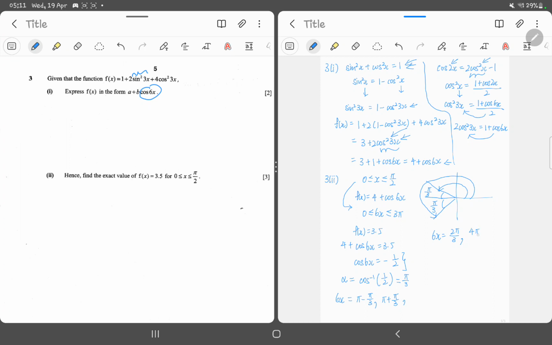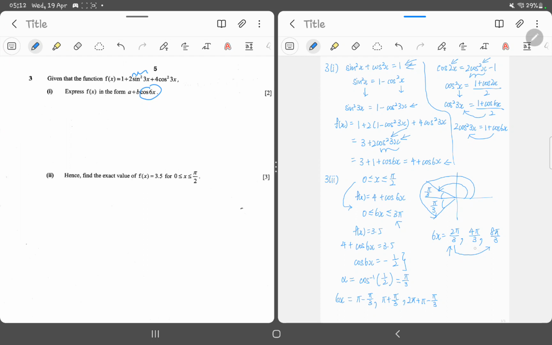4 pi over 3. But we can take one more angle because 6x is between 0 and 3 pi radians inclusive. So here, I will add one more period. I will add 2 pi to 2 pi over 3. In this case, 2 pi is actually 6 pi over 3, so it will be 8 pi over 3 after adding 2 pi. Now we reach 8 pi over 3 radians.